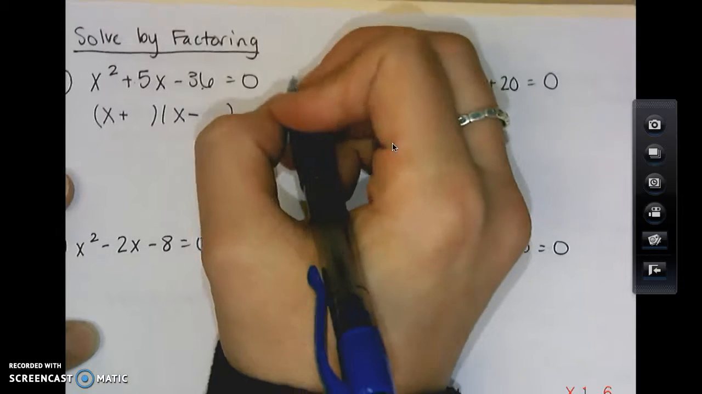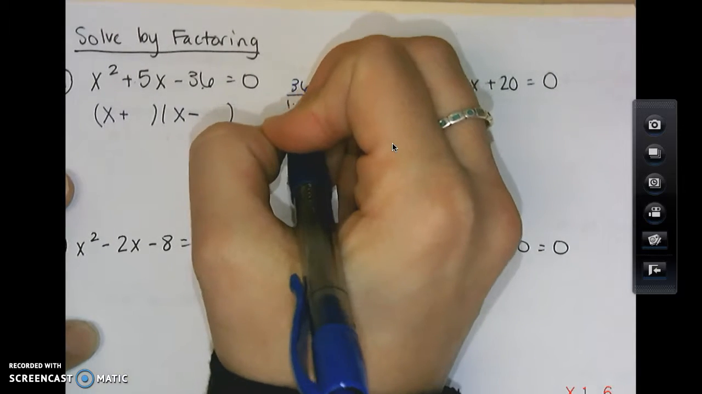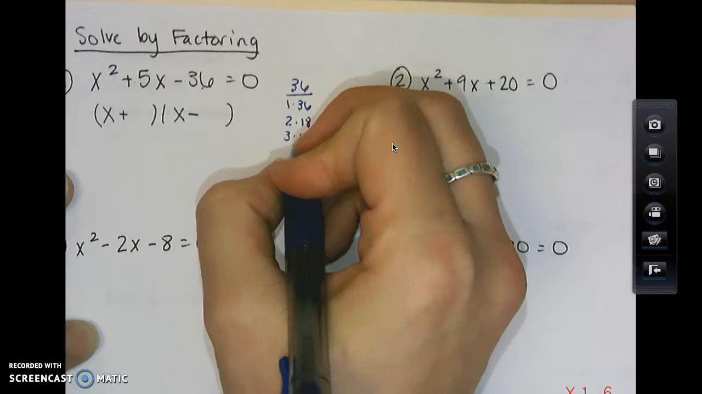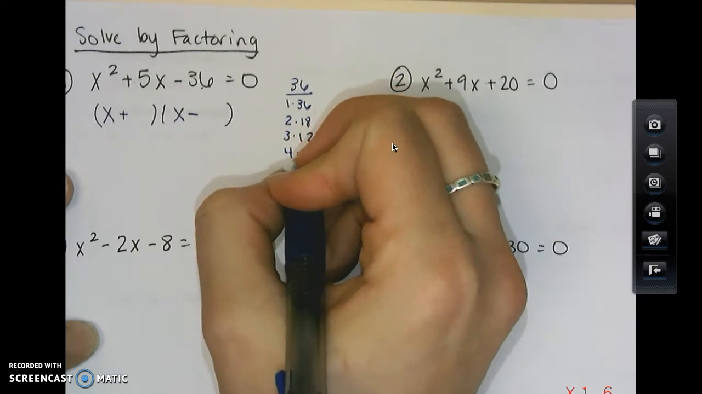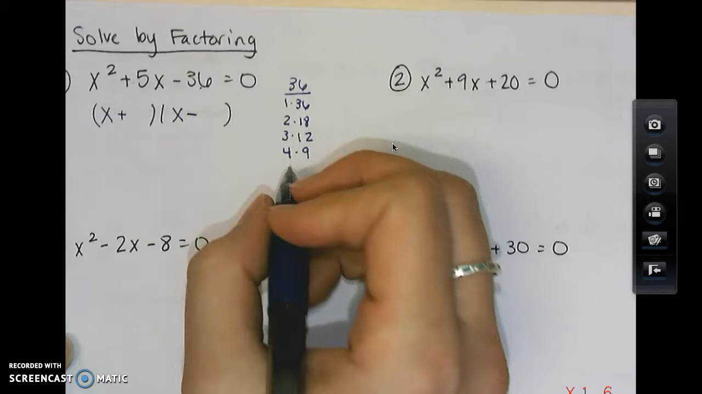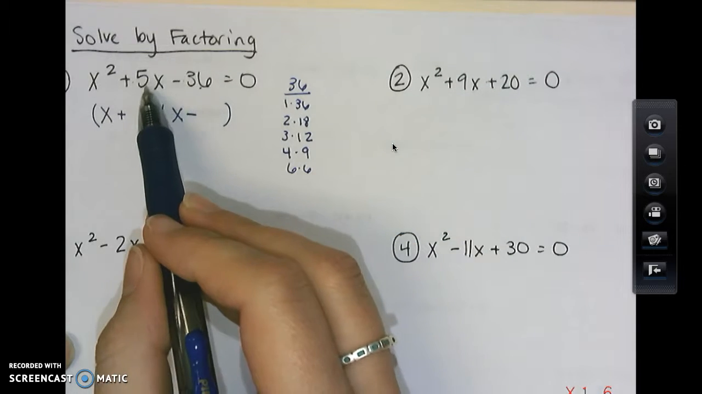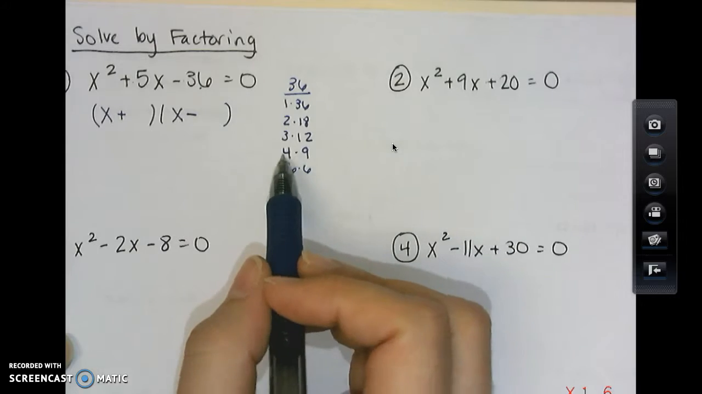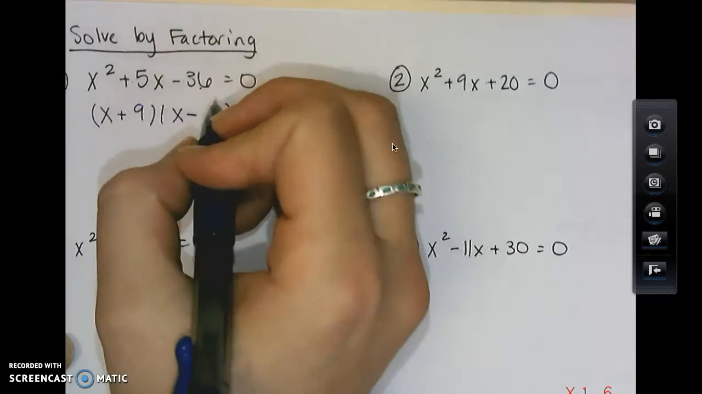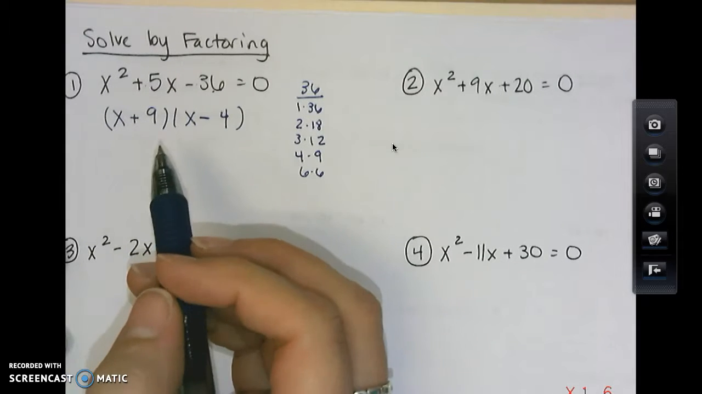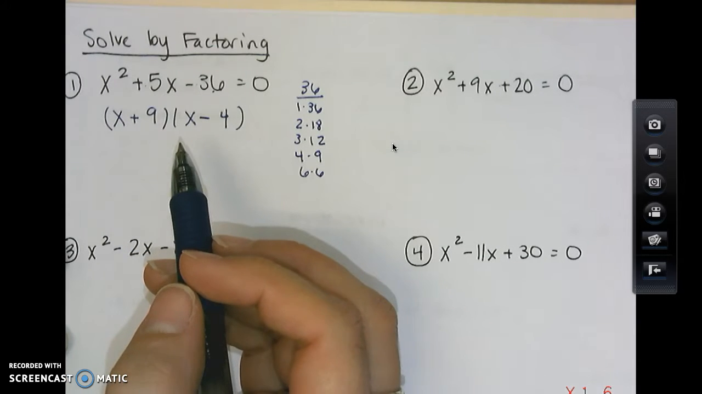So 36, we have 1 times 36, 2 and 18, 3 and 12, 4 and 9, and 6 and 6. So which set of factors are going to subtract to give me 5? That's going to be 9 and 4. And the bigger one always goes first. So that's where we normally stopped. That was just it. We just factored. But now we're actually solving this.